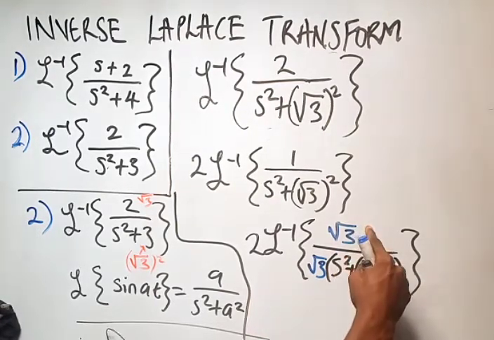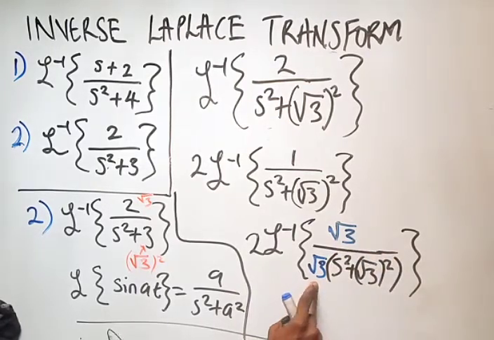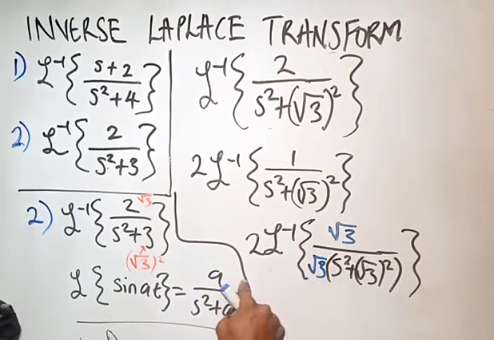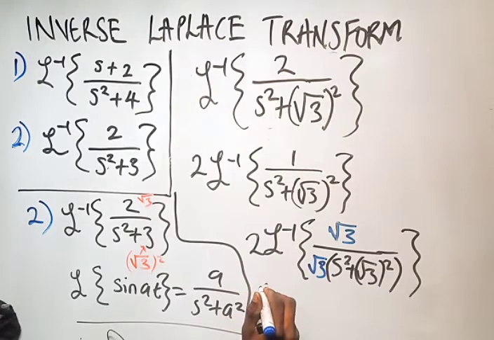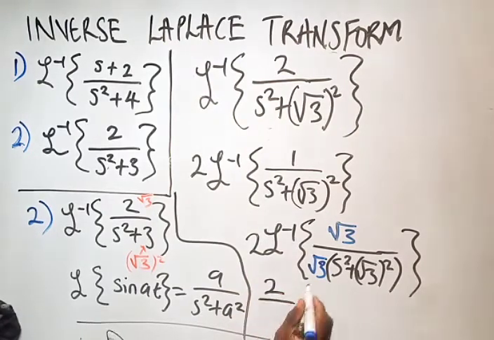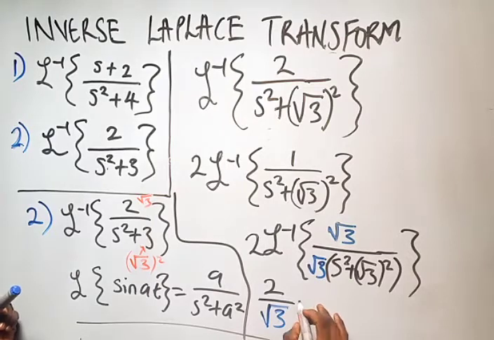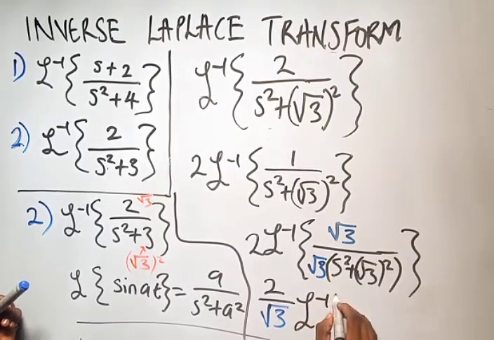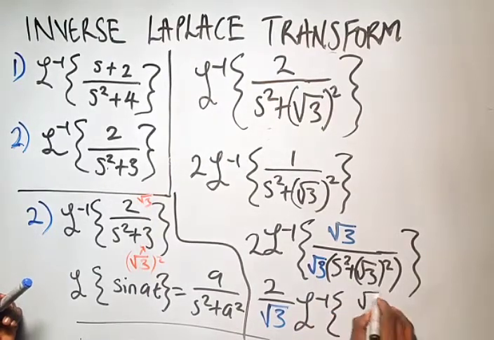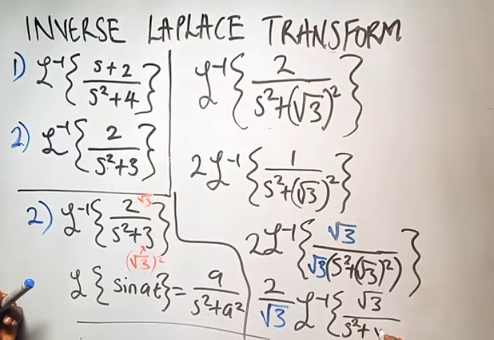Since we need the square root of 3 at the top, this one at the bottom, 1 over square root of 3, I can just take it out, and finally we will end up with 2 over the square root of 3 at the front. Then I take the Laplace inverse or the inverse Laplace transform, however you choose to say it, of square root of 3 divided by a square plus square root of 3 squared.